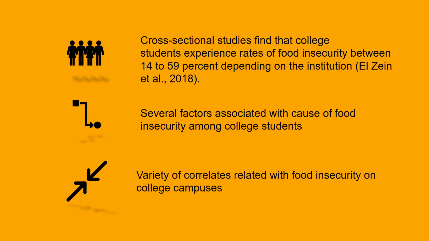There's also a variety of factors seemingly associated with food insecurity on college campuses. The College and University Food Bank Alliance, or CUFBA, conducted a survey reporting that first-generation college students are more likely to be food insecure than their peers whose parents attended college, and this was 56% versus 45%. Non-white students, more specifically African Americans or Hispanics, are more likely to experience food insecurity on college campuses as well.